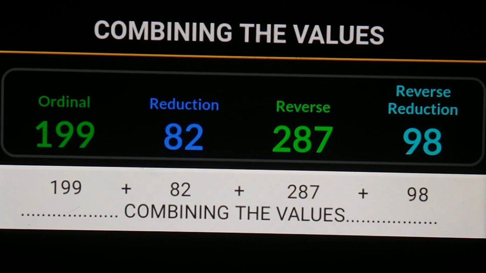Combining the values in ordinal equals 199. In reduction, it equals 82. In reverse, it equals 287. And in reverse reduction, it equals 98. So add them together. 199 plus 82 plus 287 plus 98. Combining the values, 666.